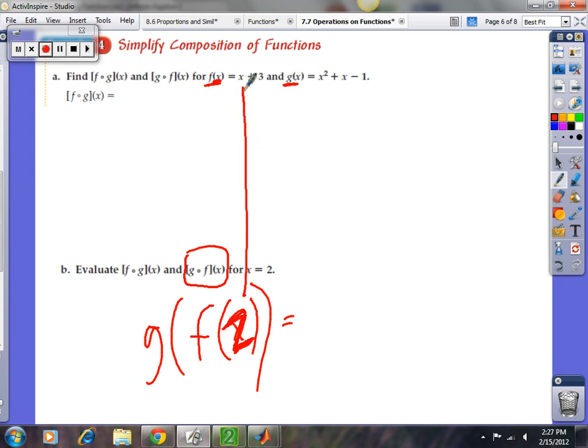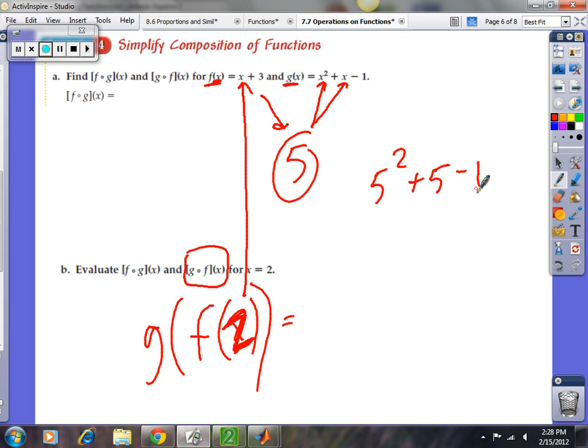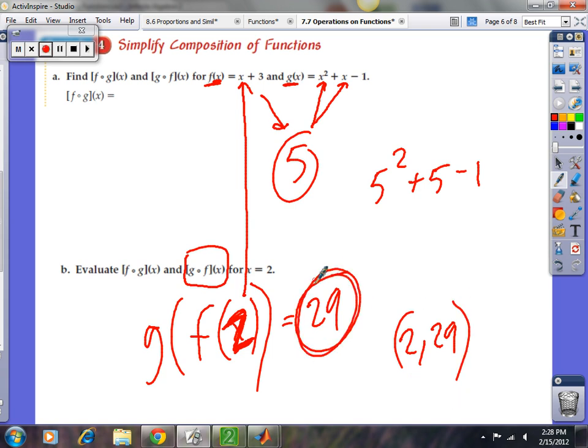So take 2, plug it into f of x, and you're going to have 2 plus 3 is 5. Now you take the 5 and you plug it into g of x. So it's going to be 5 squared plus 5 minus 1. What's 5 squared plus 5 minus 1? So g composed f at 2 is going to give you 29, or the ordered pair would be 2, 29. If you get 29, I think that's how the book will show you.